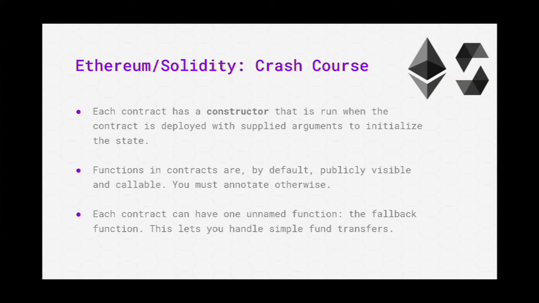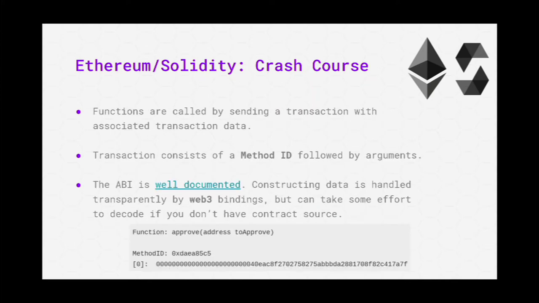When you call into a function, it can modify state in some way. Each contract also has one unnamed function called the fallback function, which gets called if it's not known what function you were trying to call. So if you send something without specifying what function you want to call, or if you call a function that isn't actually there, this gets executed. A lot of times people just revert in this function, because you don't really know how much gas it is and it might have been a mistake, but sometimes it will actually do interesting things here.